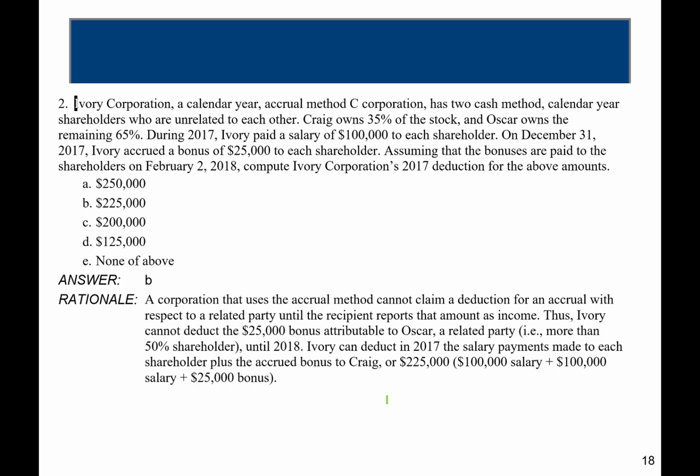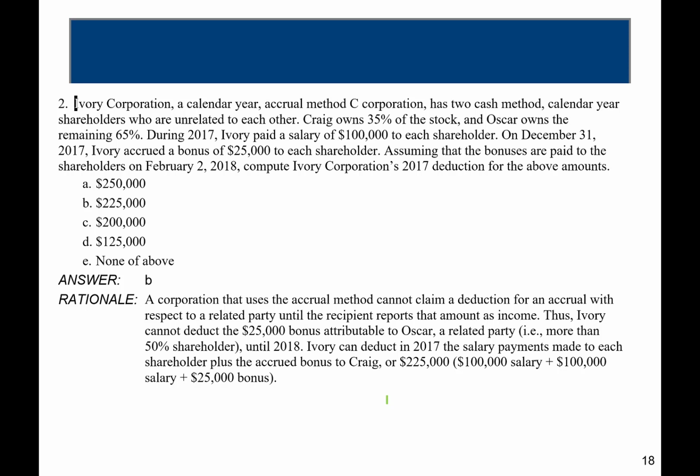Okay, so Ivory Corporation, a calendar year accrual method C Corporation, has two cash method calendar year shareholders who are unrelated to each other. And I'm like, who cares if they're unrelated to each other? Are they related to the corporation? Well, Craig owns 35% of the stock, and Oscar owns 65%. So Craig is not related to the corporation. Oscar is, right? Because he went past the 50%.